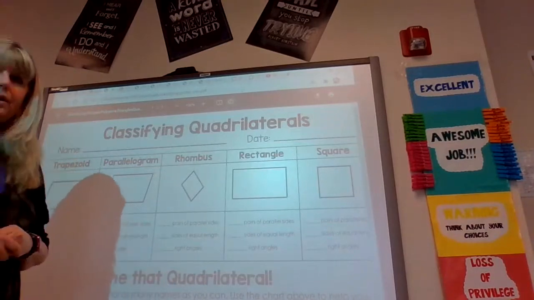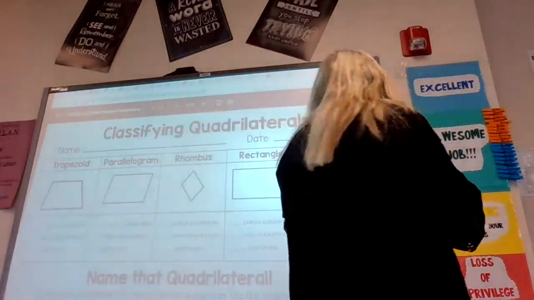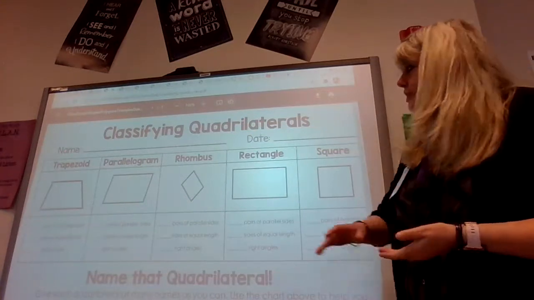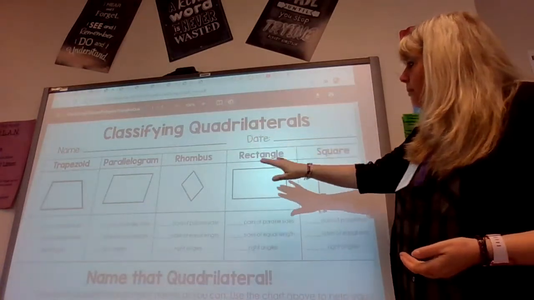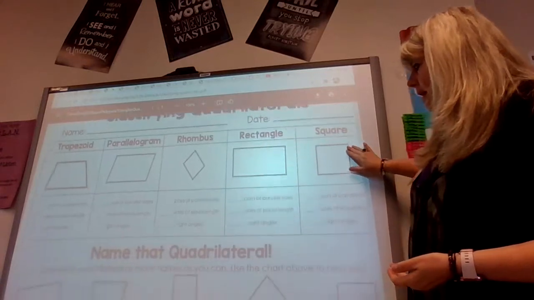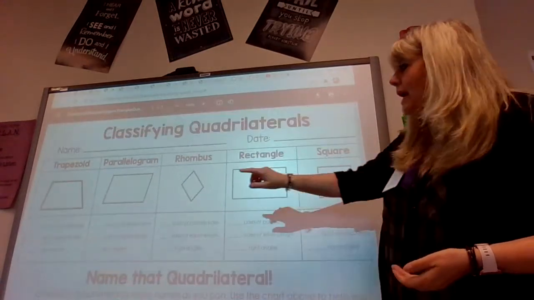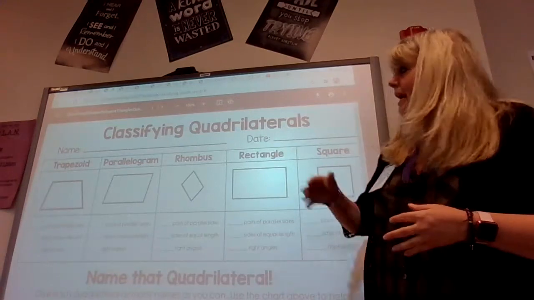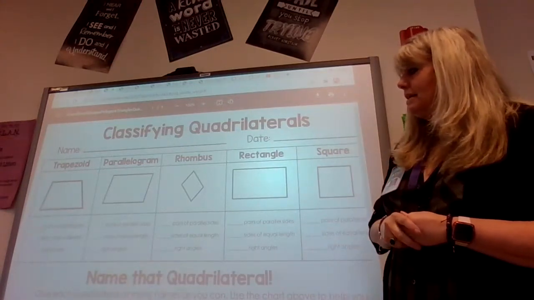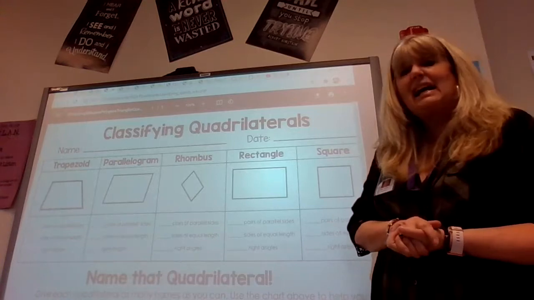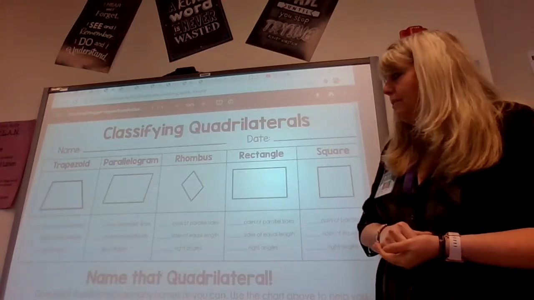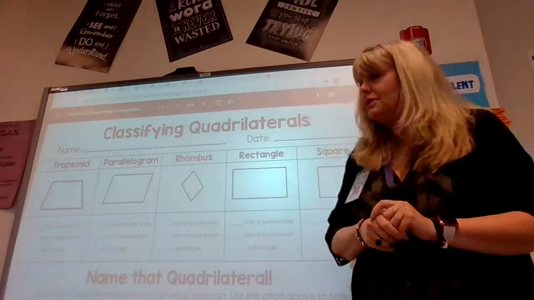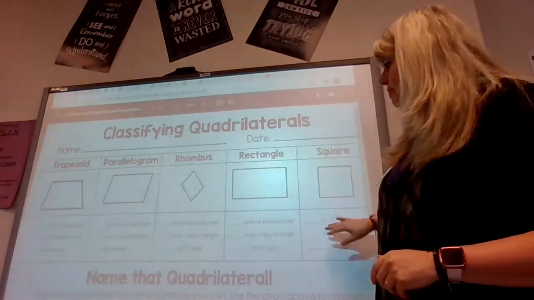Okay, the next thing that you're going to be doing is classifying quadrilaterals. Okay, this again is along the same lines. Look back at your notes. You're going to look at trapezoid, parallelogram, rhombus, rectangle, square. And you're going to say how many sets of parallel lines? Now these are all your traditional ones. How many sets of parallel sides? How many sides of equal length? How many right angles? Now remember, a pair is 2, just so that you understand that.